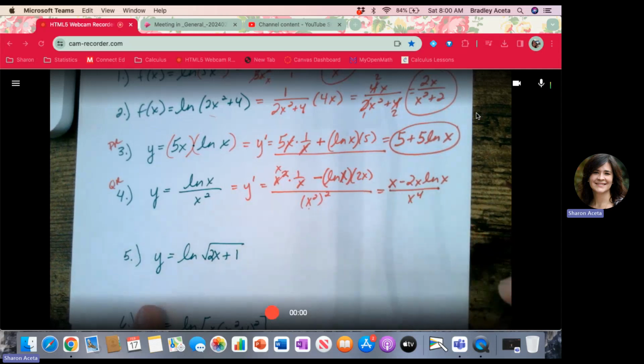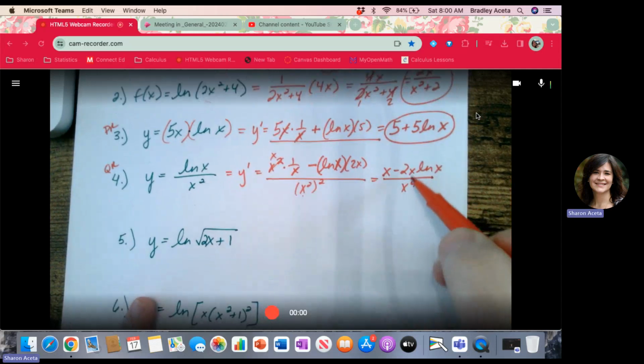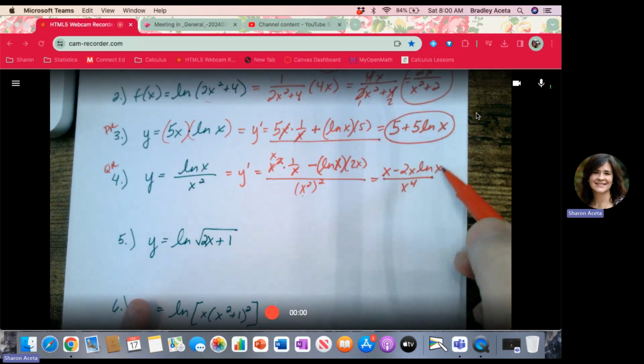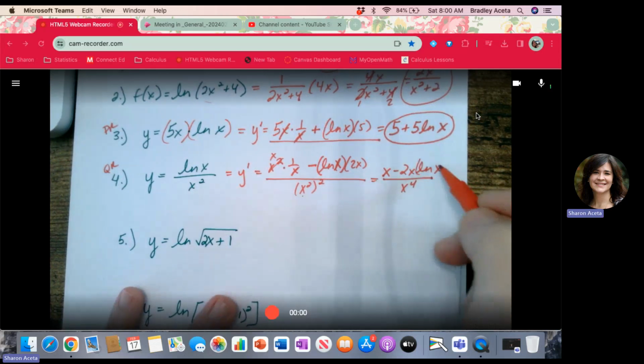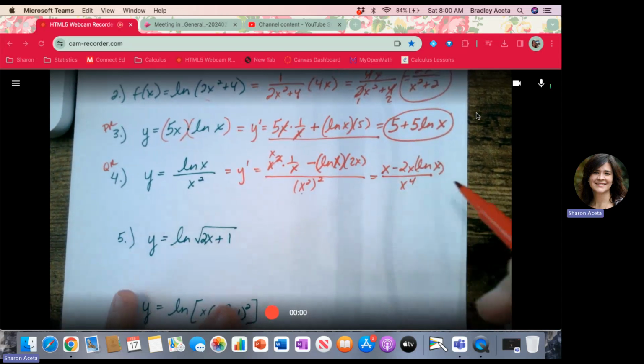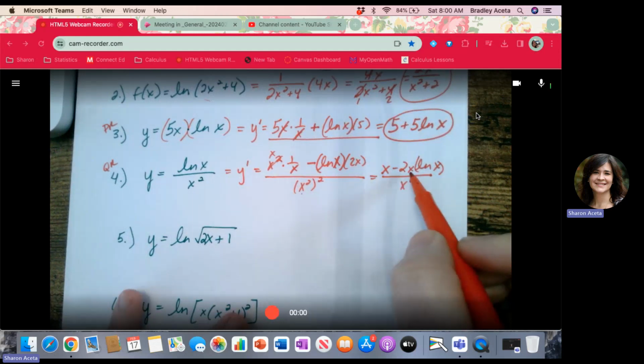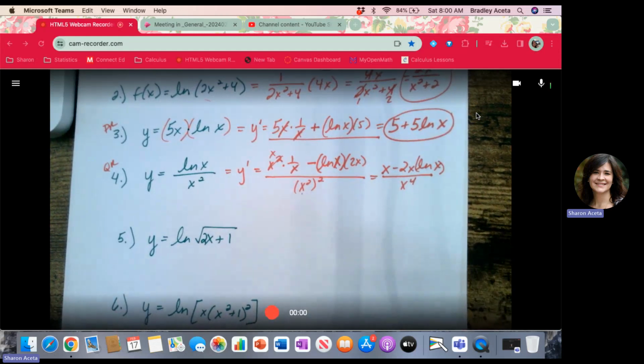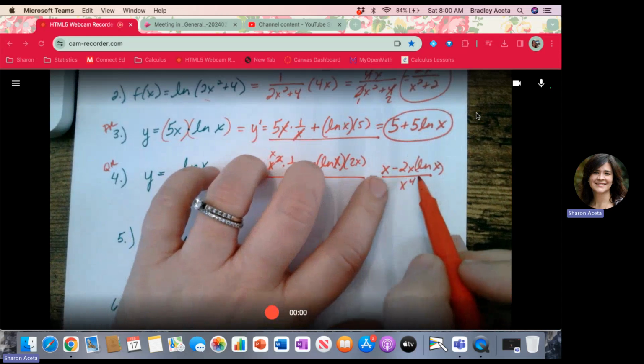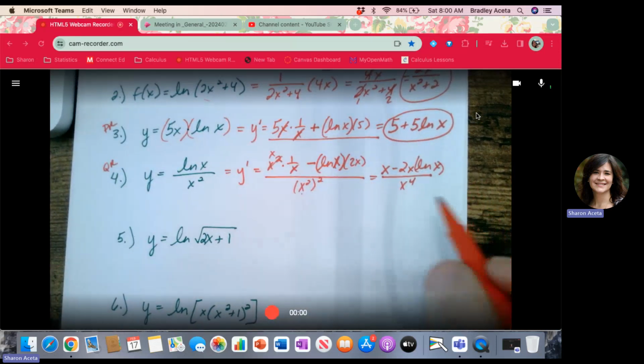Now, this can be cleaned up more. This x and this x can all cancel. Don't touch this. This ln of x can't cancel. But you can reduce all those x's. And you cannot just do x minus 2x and call it negative x. That's not allowed. Remember, this is a product right here. So it's like a binomial. You can't touch what's in that binomial unless they look the same.